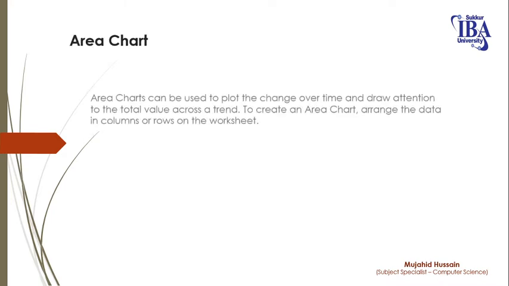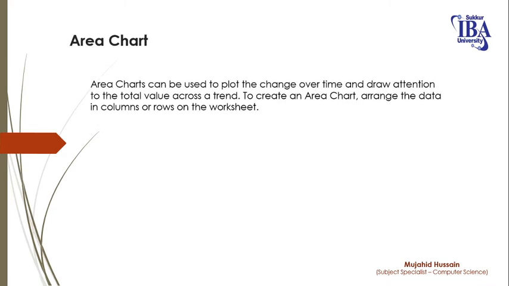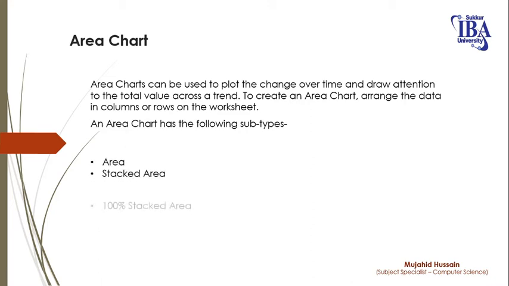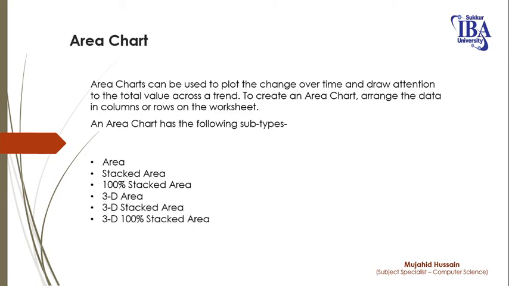Then area chart. Area charts can be used to plot the change over time and draw attention to the total value across a trend. It means if you have a trend in which you want to draw the total value, and you want to show change over time, that can be plotted on an area chart. To create an area chart, arrange the data in columns or rows on the worksheet. An area chart has the following subtypes: area, stacked area, 100% stacked area, 3D area, 3D stacked area, 3D 100% stacked area.